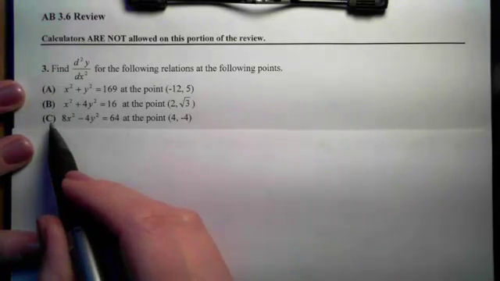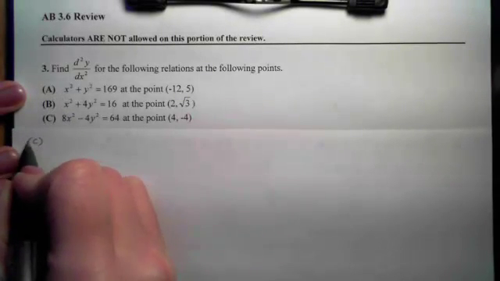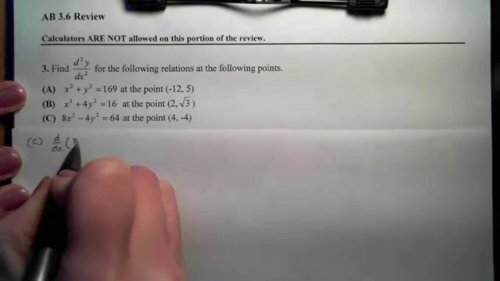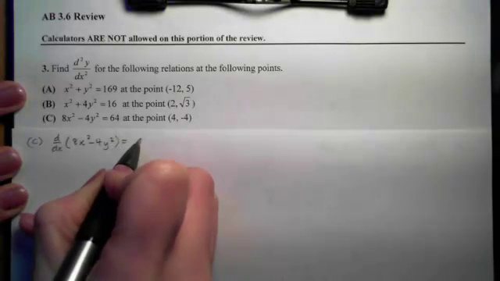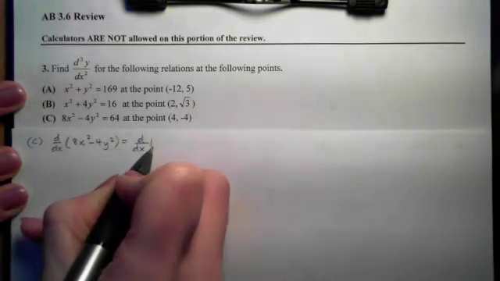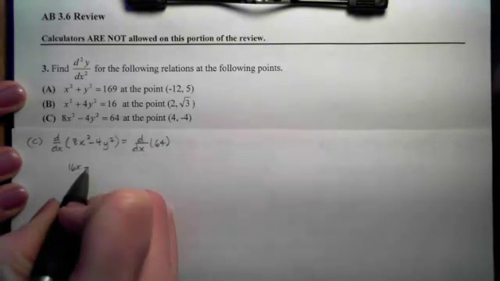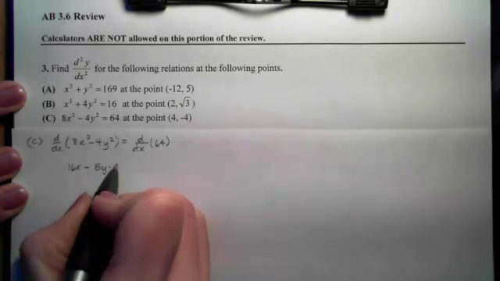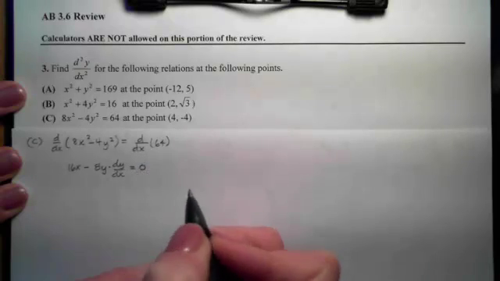Okay, we're going to do part C the same way that we did part A and B. That is, we are going to first find the derivative of y with respect to x by differentiating both sides of this hyperbola equation with respect to x. When I do that, I'll get a 16x minus an 8y times the derivative of y, which is dy/dx, and on the other side I'll get a 0.